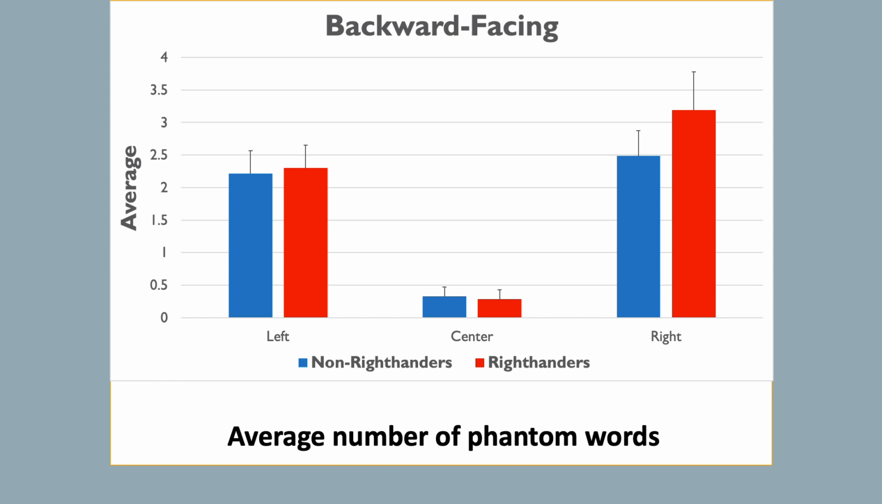So this experiment confirmed our surmise that right-handers would tend to hear more phantom words as coming from the right side of space, but that this wouldn't be true of non-right-handers. And this implies that the dominant hemisphere is more involved in constructing meaning from ambiguous speech sounds.